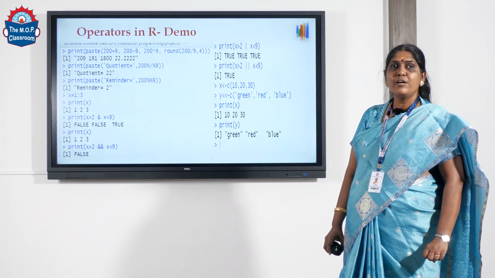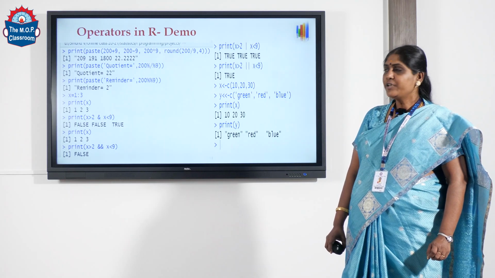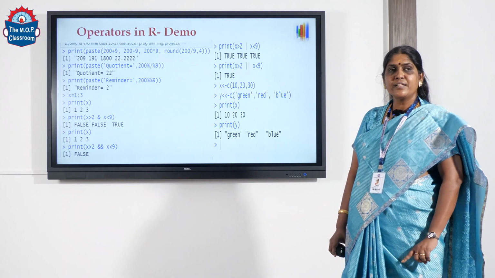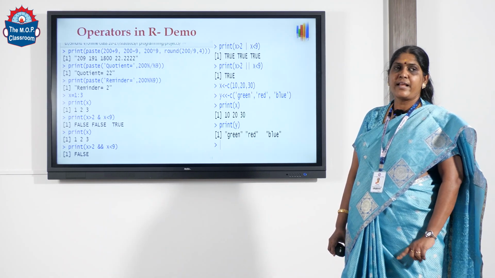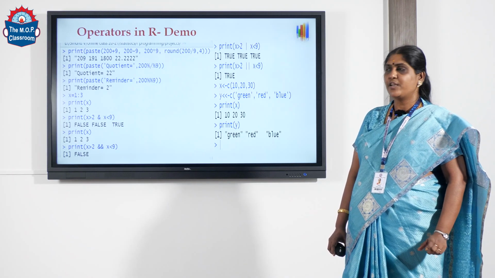The next statement is x greater than 2, double ampersand, x less than 9. Here it checks all the three elements and gives a single result. So for the first condition it is false, the second condition is false, but the third condition is true. Since it is an AND operation, the consolidated result will be false.